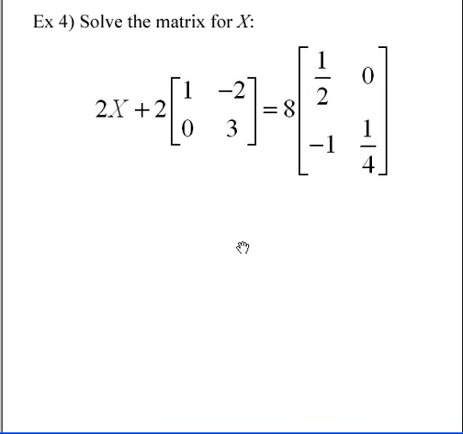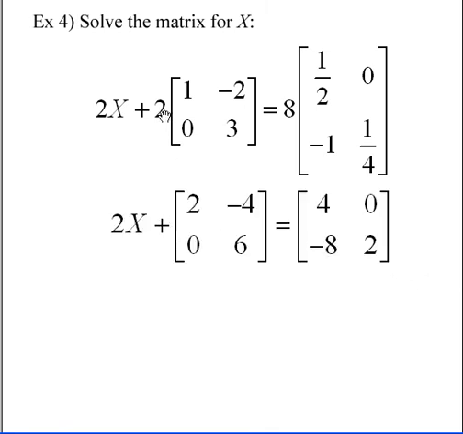So let's begin the process of simplifying by doing that scalar multiplication. In this case, we're going to take this 2 by 2 matrix and multiply everything by that constant 2. 2 times 1 is 2. 2 times negative 2 is negative 4. 2 times 0 is 0. 2 times 3 is 6. Same thing on the right side of the equal sign. We're going to multiply everything by the 8. 8 times a half is 4. 8 times 0 is 0. 8 times negative 1 is negative 8. And 8 times 1/4 is 2.